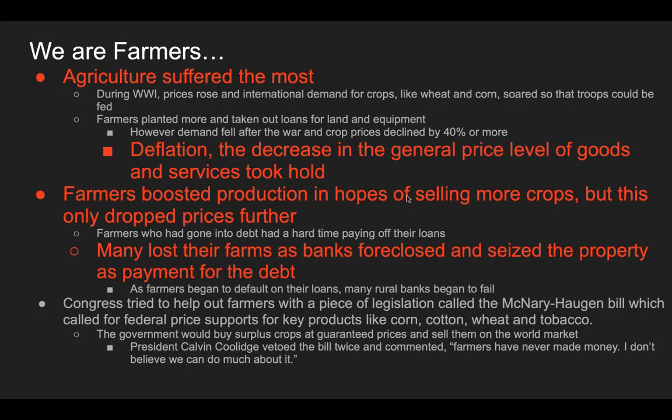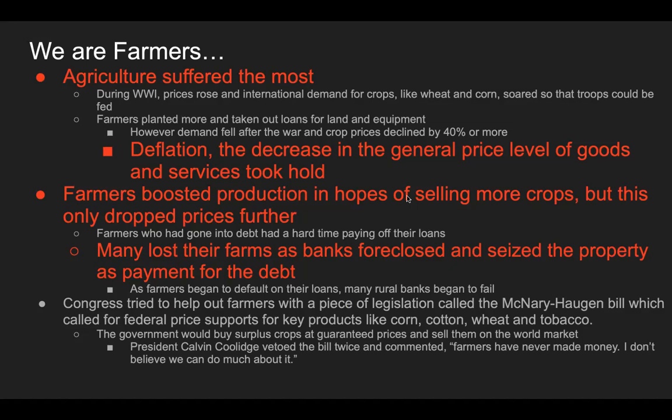Congress tried to help out farmers with a piece of legislation called the McNary-Haugen bill, which called for federal price supports for key products like corn, cotton, wheat, and tobacco. The government would buy surplus crops at guaranteed prices and sell them on the world market.